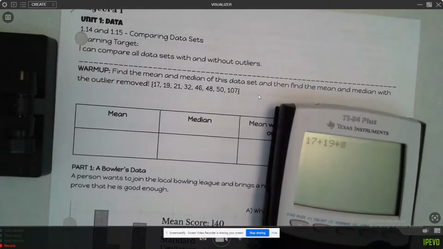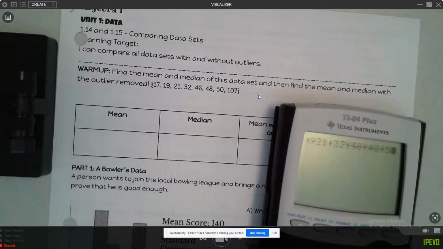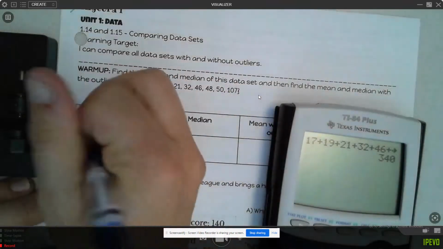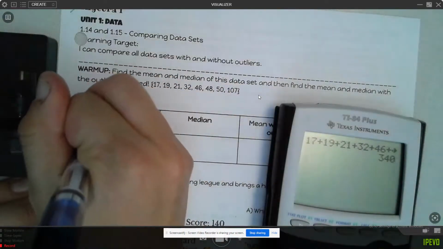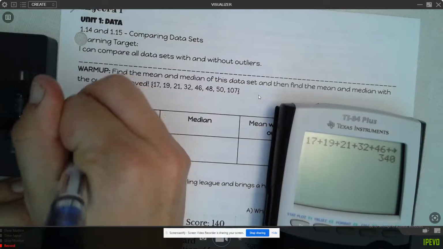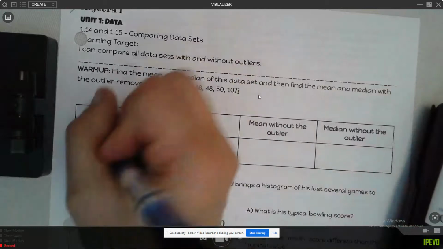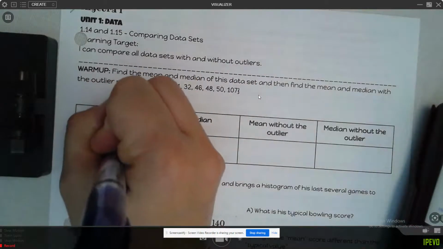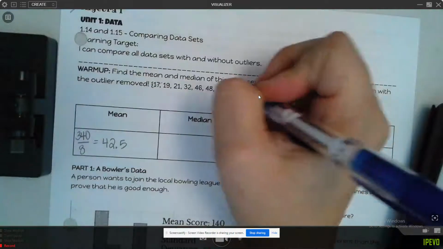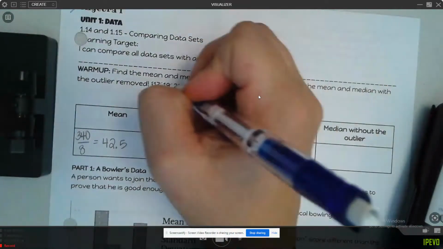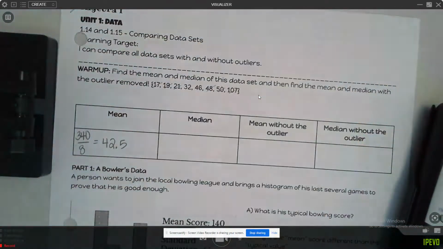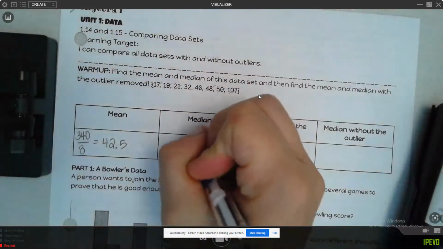So 17 plus 19 plus 21 plus 32 plus 46 plus 48 plus 50 plus 107. I take that, which is 340, and then I divide by 2, 4, 6, 8, divide by 8. So 42.5. The median: big, small, big, small, big. Take them, add them together, and divide by 2. So the median is 39.